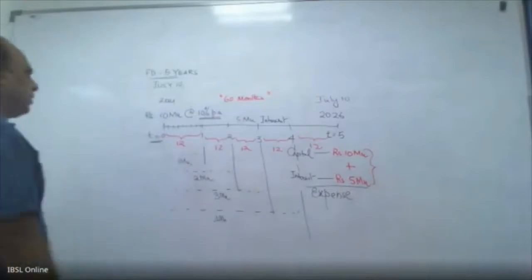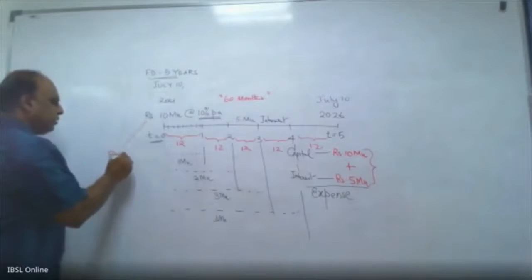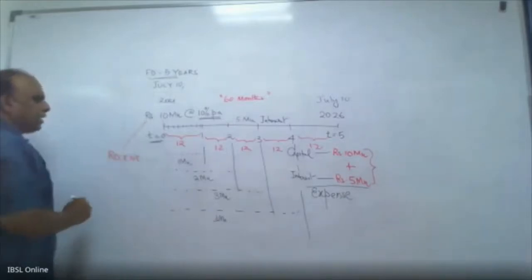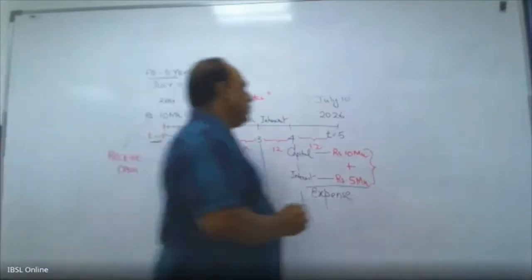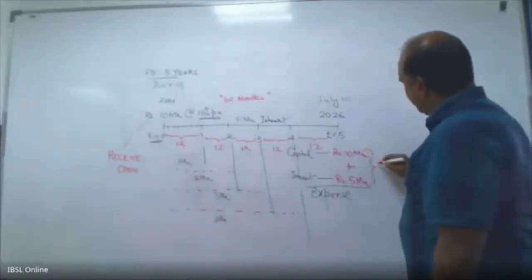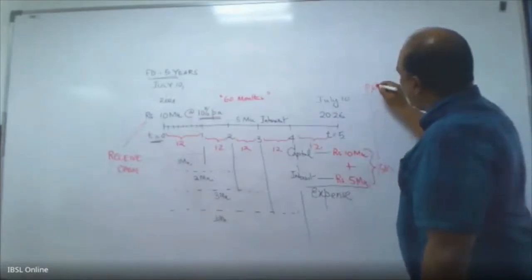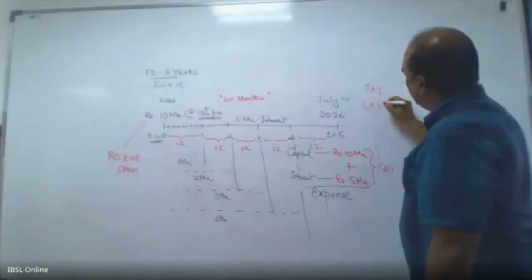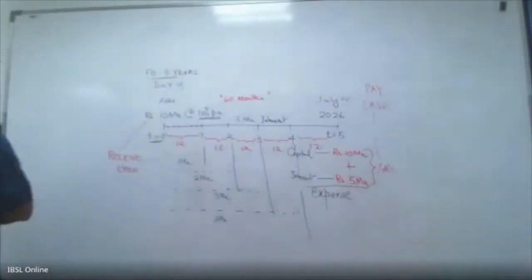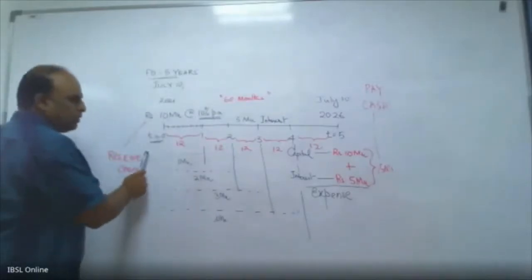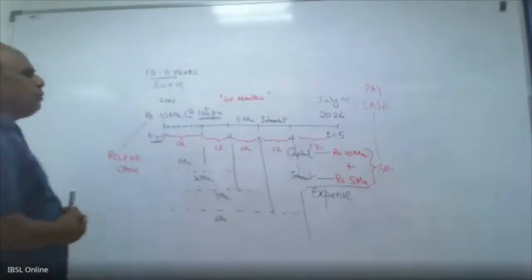So what happens? Today, the customer gave you 10 million cash, received cash. And what is going to happen here? You need to pay cash. So the receipt of cash and the payment of cash happens at time equal 0 and time equal 5. But what do you mean by accrual?